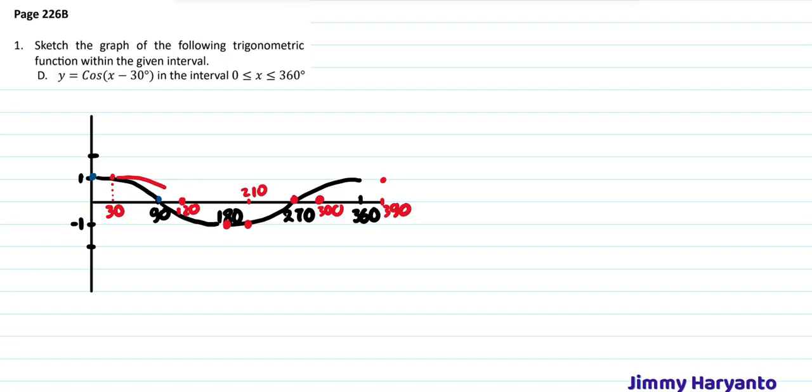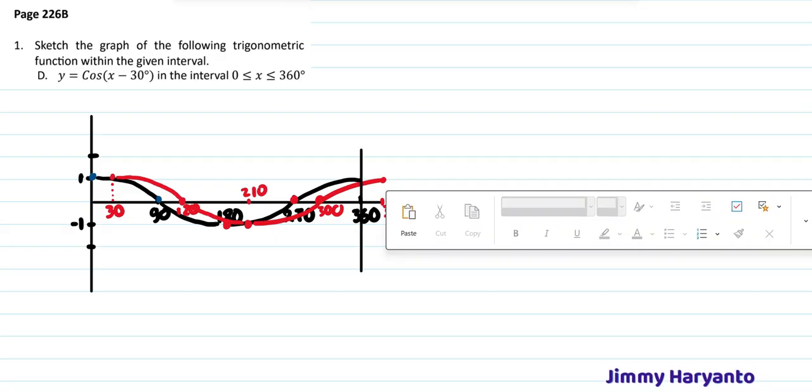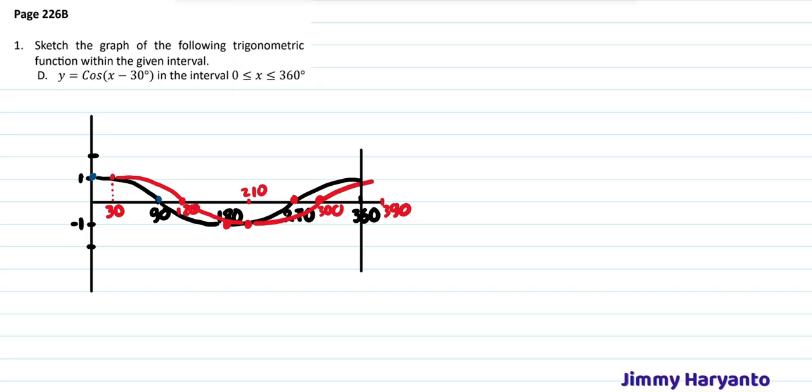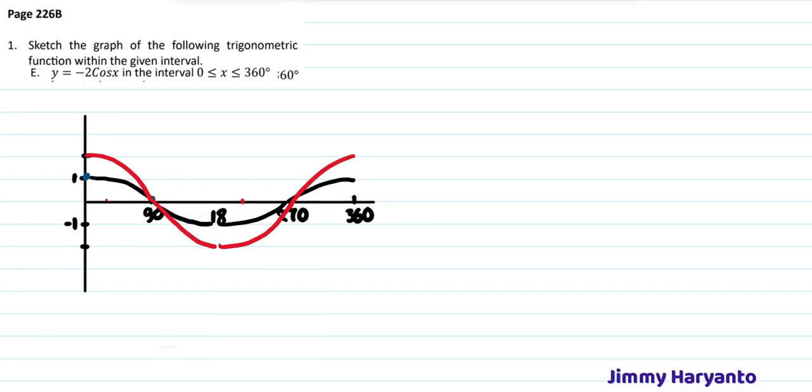So the graph will be like this, like that, and like that. Okay, the red one. But be careful, we only have to draw until 360. So this is the 360. You have to erase this one, and then you copy it to the left hand side. Okay, next is E.